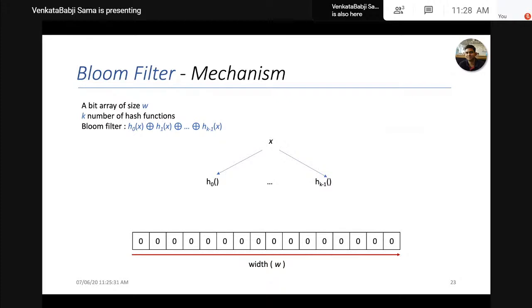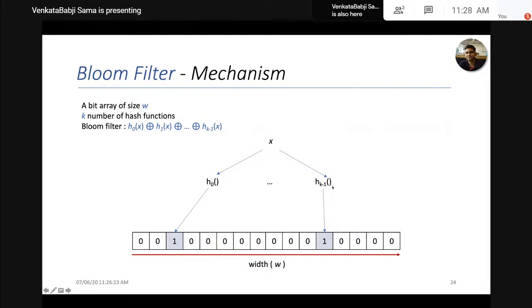So now let us dig a little deeper into it, not into the math, but from a programming or understanding point of view: how it works and why it does what it does. Let us suppose I took X, and what I need to do is compute all hashes of X. Let us suppose H0 resulted in setting this bit.